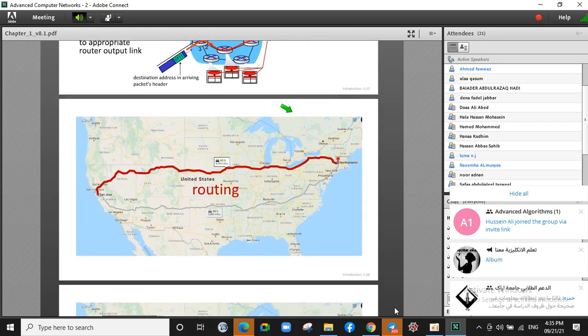Look at this picture. For example, I'm trying to move from a city in the west of the USA toward a city in the east of the USA. Firstly, I should find a route between those cities. This is routing. But which route is good? There are several routes between them. You can see here, there is a route in red and another route in black.